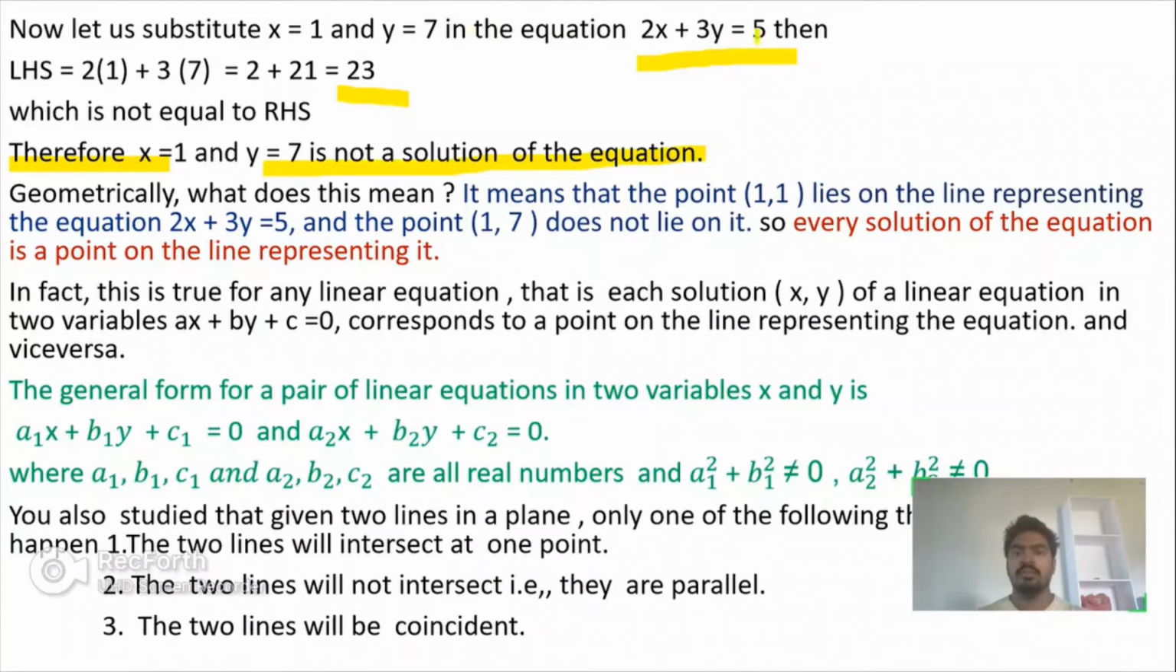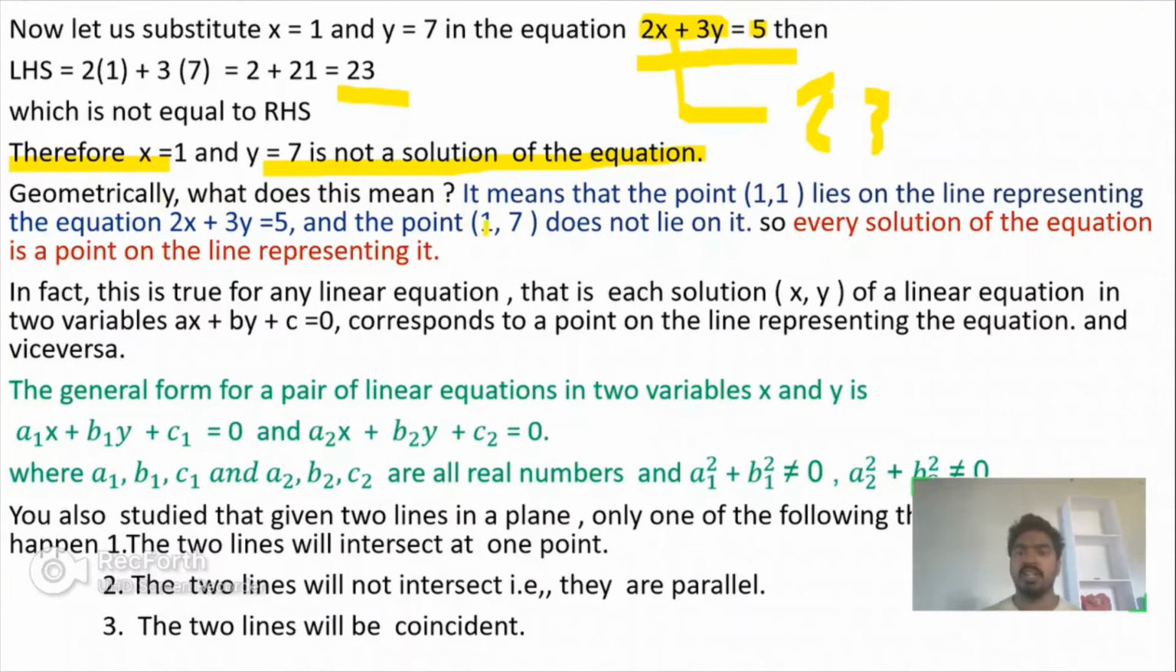So here LHS means left hand side and RHS means right hand side. For an equation, the equal to sign is the center, and the left part of the equation is considered the LHS, and the right part of the equal to symbol is considered the RHS. So here when we calculate, it becomes 23, which is not equal to 5, which is present in the RHS. Hence x equals 1 and y equals 7 is not a solution of the equation.